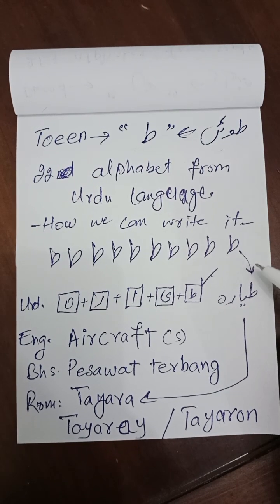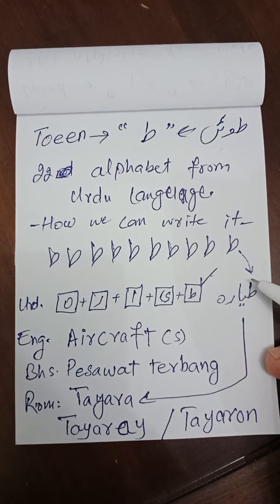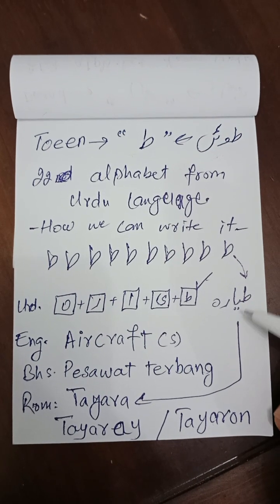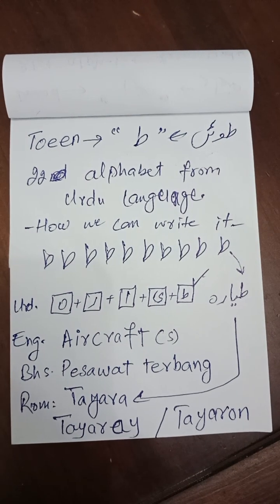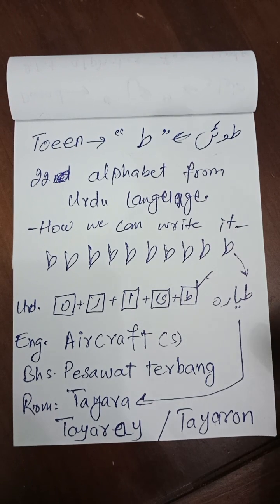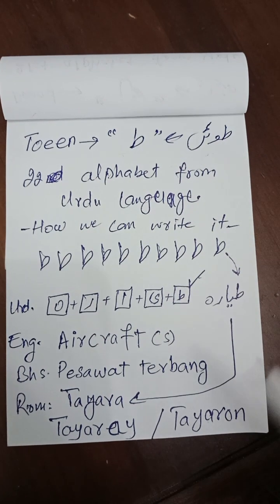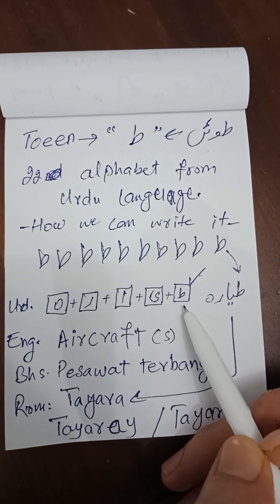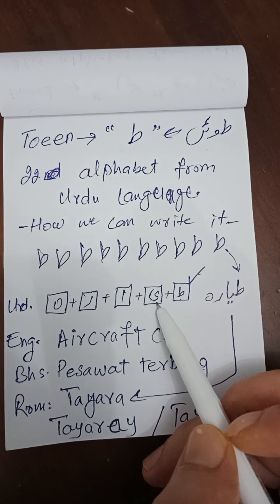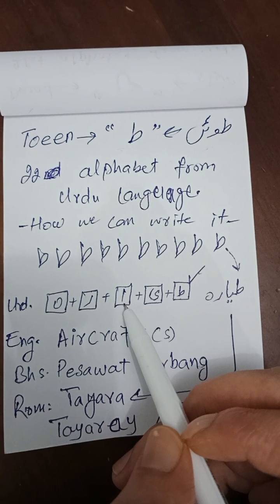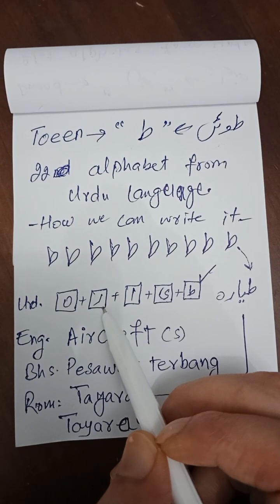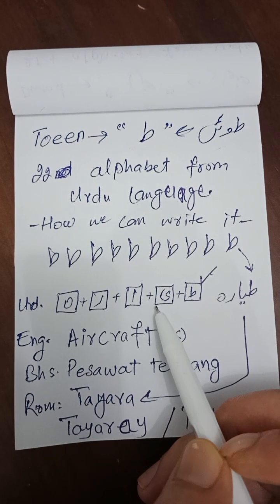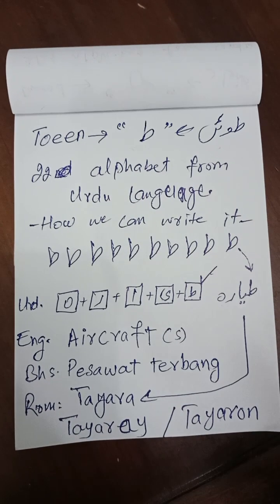From Toe, you can also make another word that is called tota. We call tota for parrot. But for tiara, we are using it here with Toe. Before starting the sentence, I separated the alphabets from Tayara, that is called Toeen, Ye, Alif. Alif we already learned, Re we already learned, He. So Alif, Ye, He are common alphabets which are used in many words.